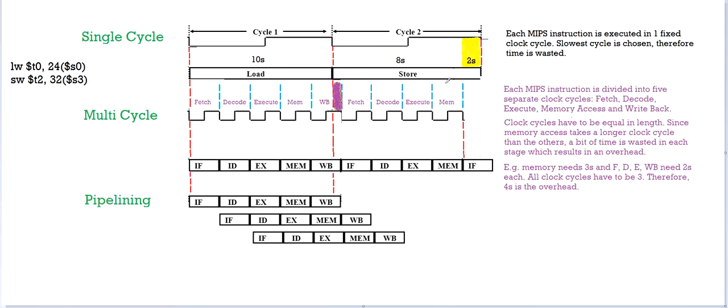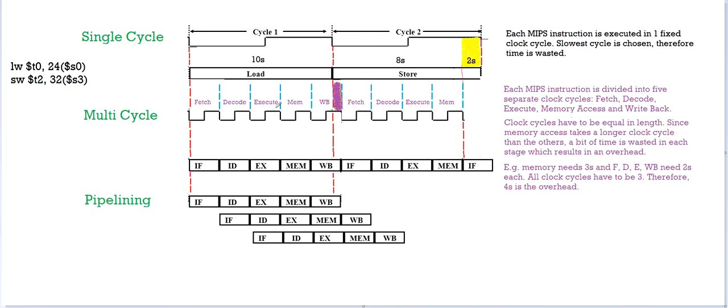And the store instruction also has been divided into smaller clock cycles. And since it only requires 8 seconds, it only requires till this point here, we don't need this extra 2 seconds. So the store instruction will just finish at this point. Okay? So the number of clock cycles for each instruction is not fixed, and that is our advantage in multi-cycle.